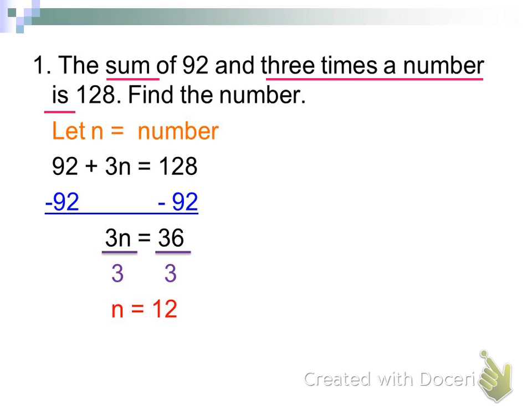I always like to stop and reread these once I found my answer. So the sum of 92 and 3 times a number. So 3 times a number would be 3 times 12, which would be 36. And if I add 36 to 92, do I really get 128? I do. So this solution works, okay? Do you have any questions?